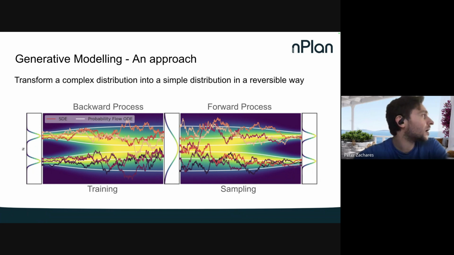I forget what's the name of the model that does text generation this way. We had it going through our Slack at nPlan recently. If anyone remembers, let me know what the diffusion-based model is.